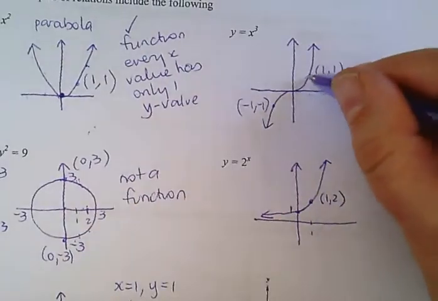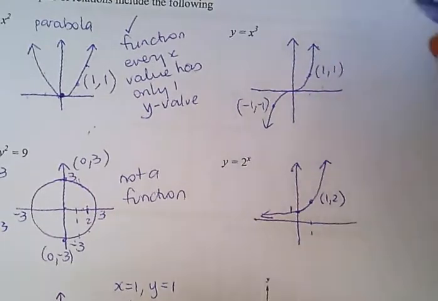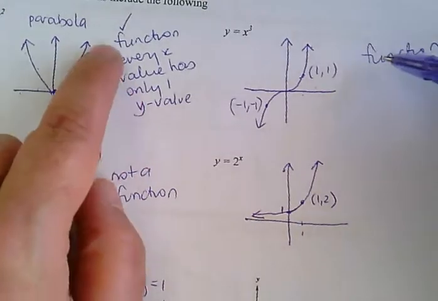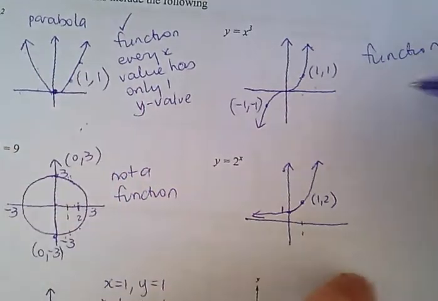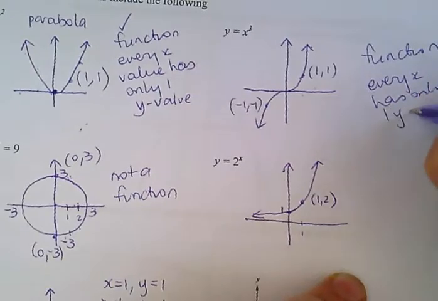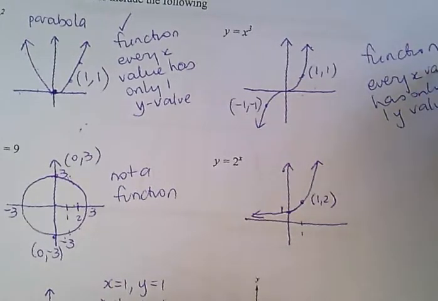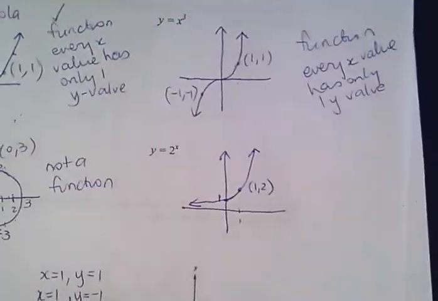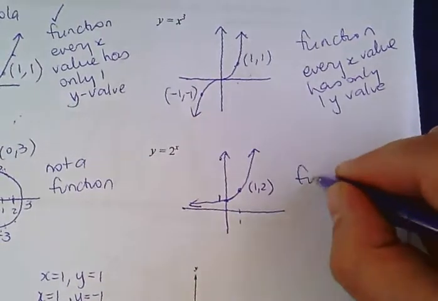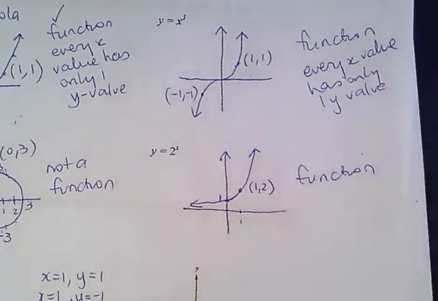All right? Same with this one. When x is 1, y is 1. When x is 2, y is 8. This is a function. One y value for each x value. Same reason. Every x has only one y value. Same with this. You try it when x is 0, y is 1. This one's a function. Right?